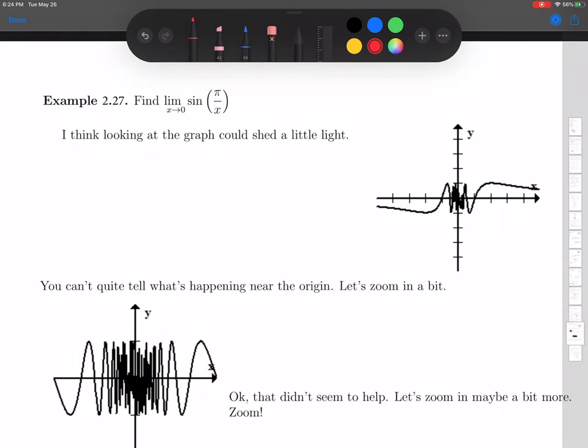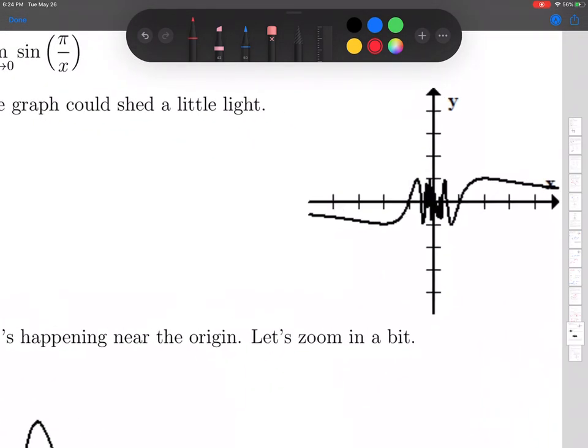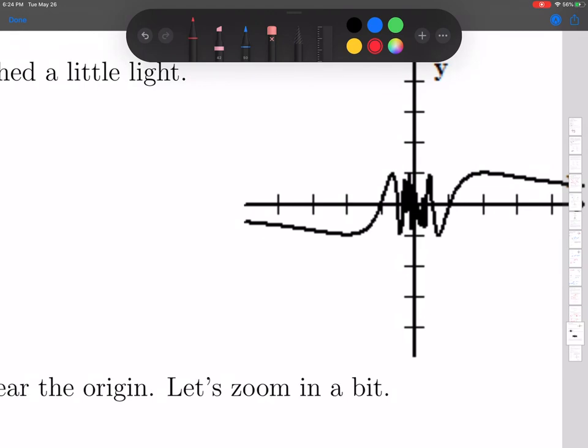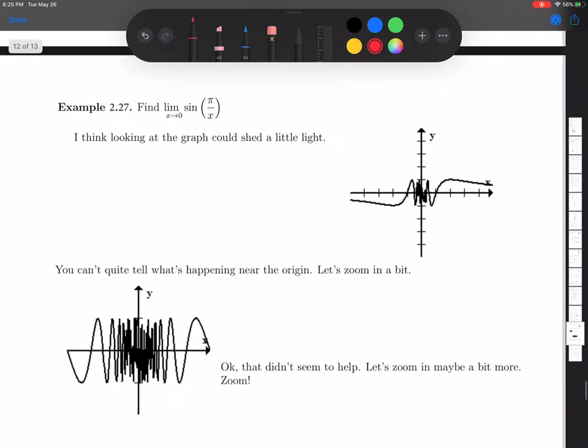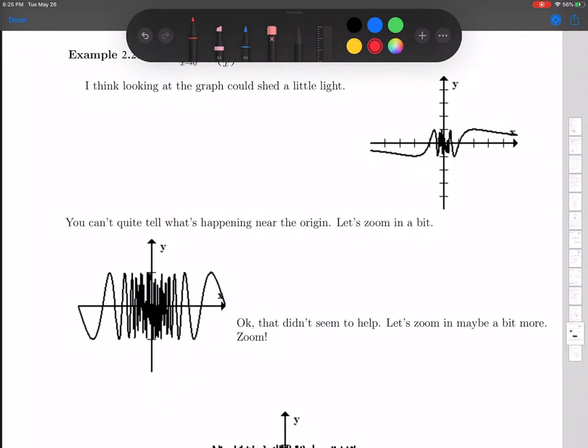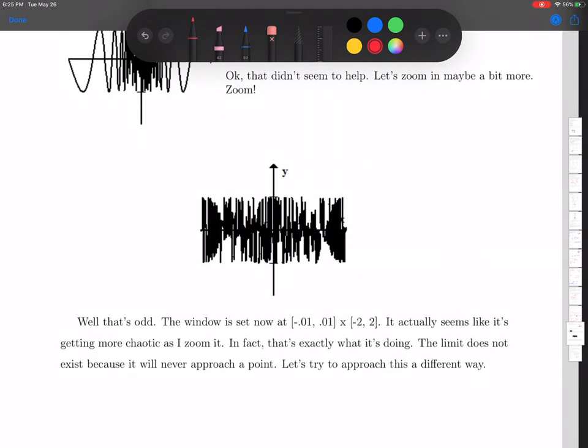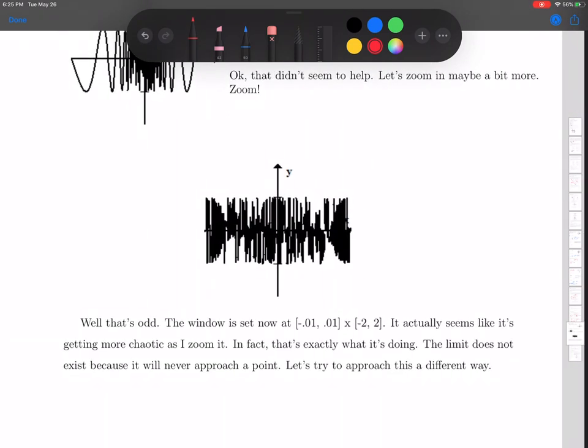So I think for this problem, looking at the graph could shed a little light on what's happening. If I graph this out, and you guys are welcome to graph this out on Desmos, as you look at what's happening as x approaches 0, you can see that this is oscillating. So something kind of strange is happening. If I zoom in a little bit more, it gets even more crazy. It doesn't really seem to help to zoom in. It seems to get more sporadic. If I zoom in even further, it gets even worse. So it actually seems like it's getting more chaotic the more I zoom in. And in fact, that's exactly what's going on. In this case, the limit does not exist.